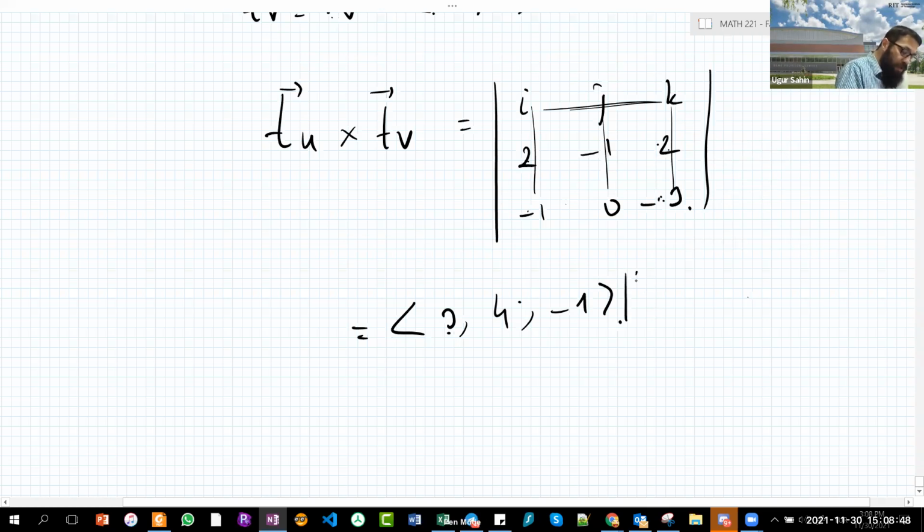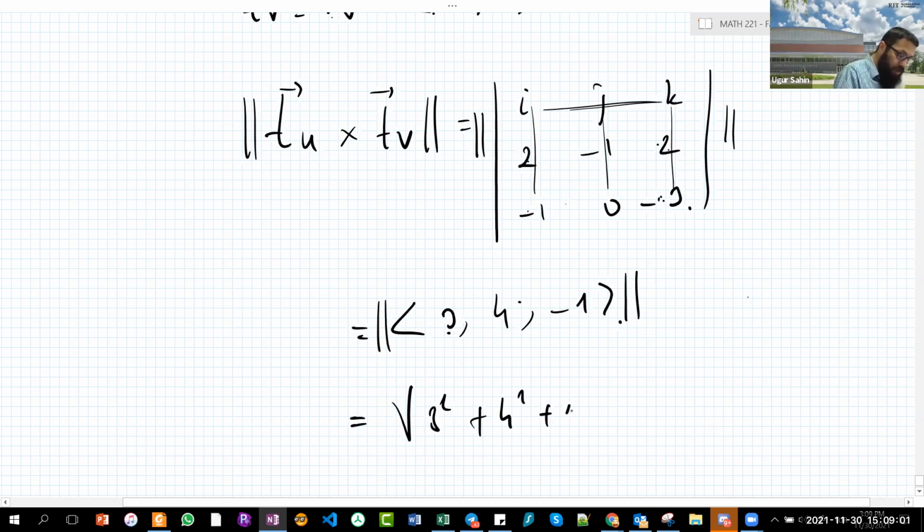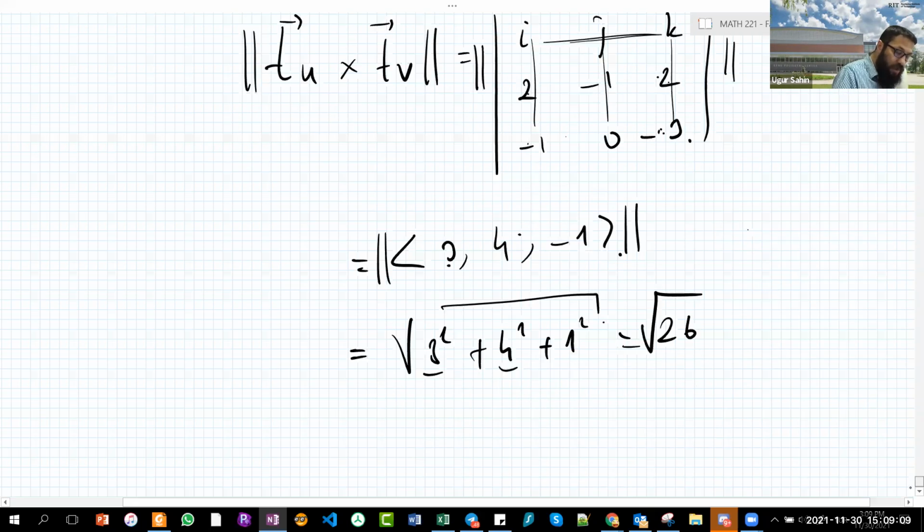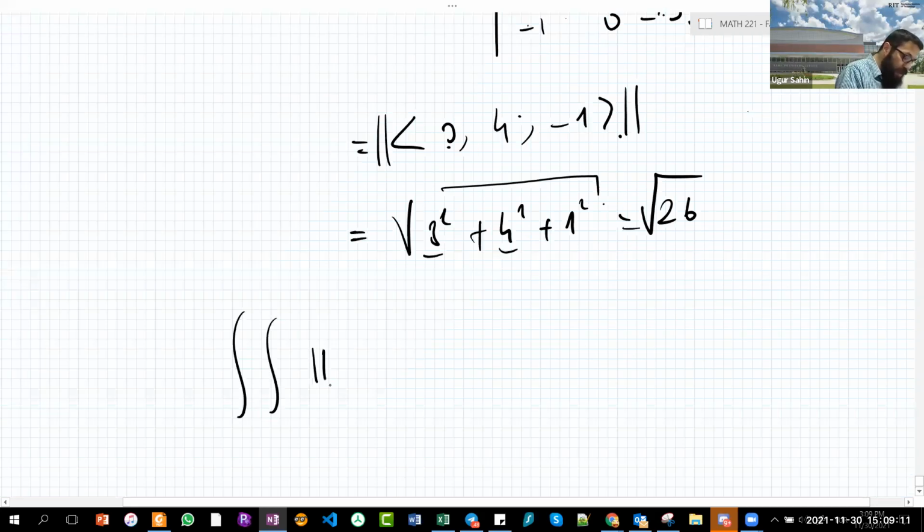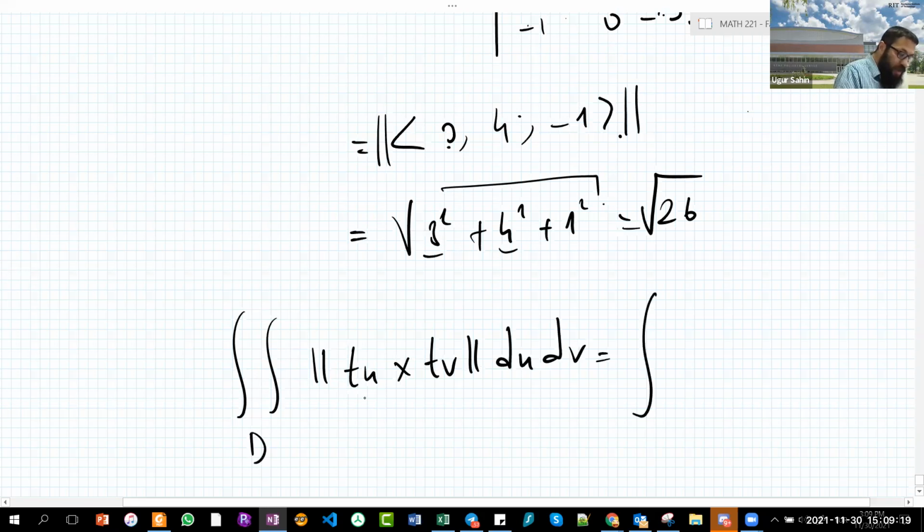What I need now is the length. Of course, you need to put the length notation everywhere. How am I going to calculate the length? 3 squared, 4 squared, plus 1 squared, which is equal to 9, 16, 26. All right. And then the last thing I'm going to do: Tu times Tv, du dv, and then the domain. I already calculated this part, which is equal to square root of 26 du dv.